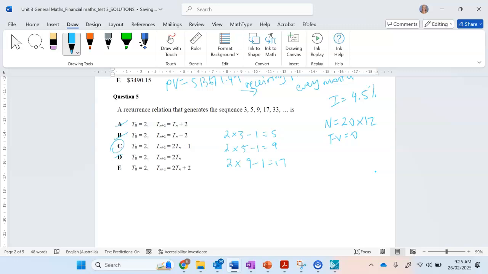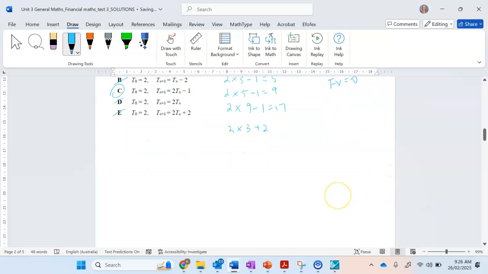All right, let's just check option E. So 2 times 3 plus 2. So 2 times 3 is 6 plus 2. Does not give us 5. All right, so our only option there is C.